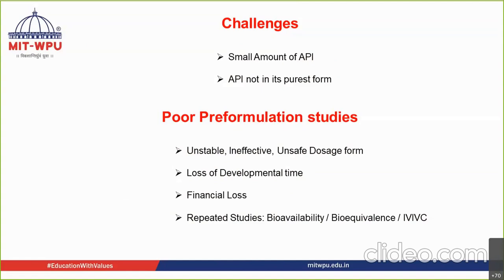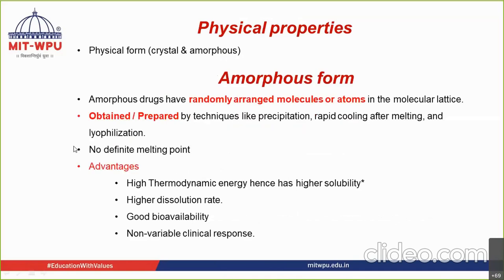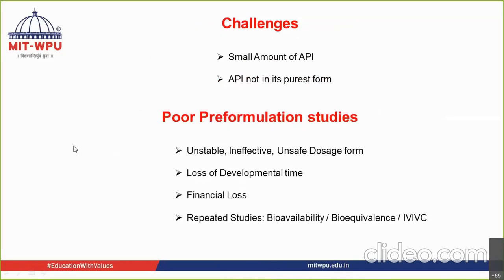The second challenge that a preformulator, the person who does a preformulation study, faces is that the API is not in its purest form, okay? Because it is just now synthesized. So there may be a possibility that the purest form is yet to come of that API. So whatever is the purity of the drug, that not so pure API, has to be used, okay? And also, as I said, the API that's available is very less. What is going to happen?